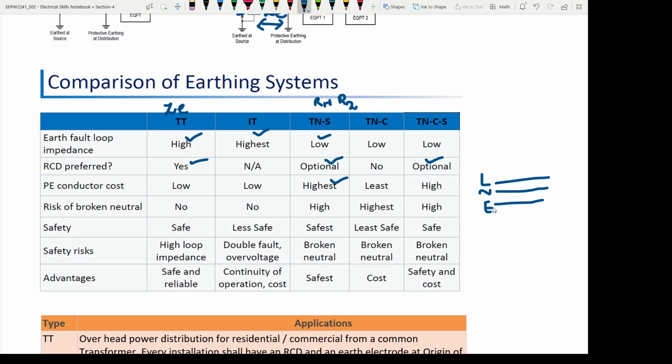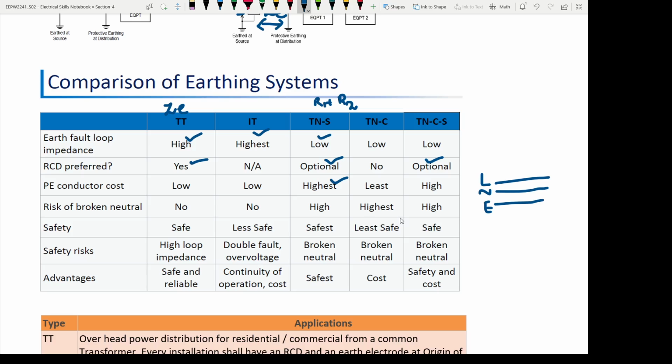Why? Because it is coming until the installation. From the installation it gets split into earth and neutral. So again the cost will be high, but highest is TNS. And TNC, even inside the installation, is going to be combined, only neutral and line conductor is going to be there. So, it will be very less.